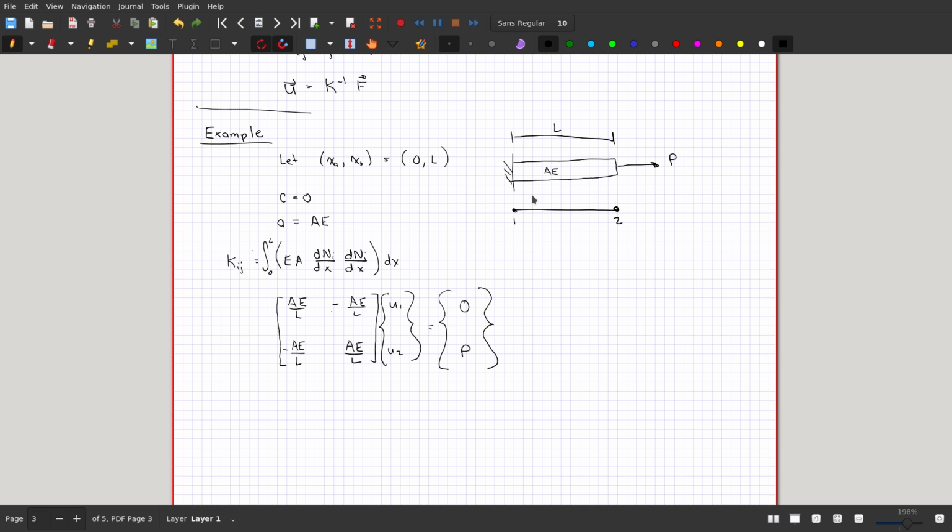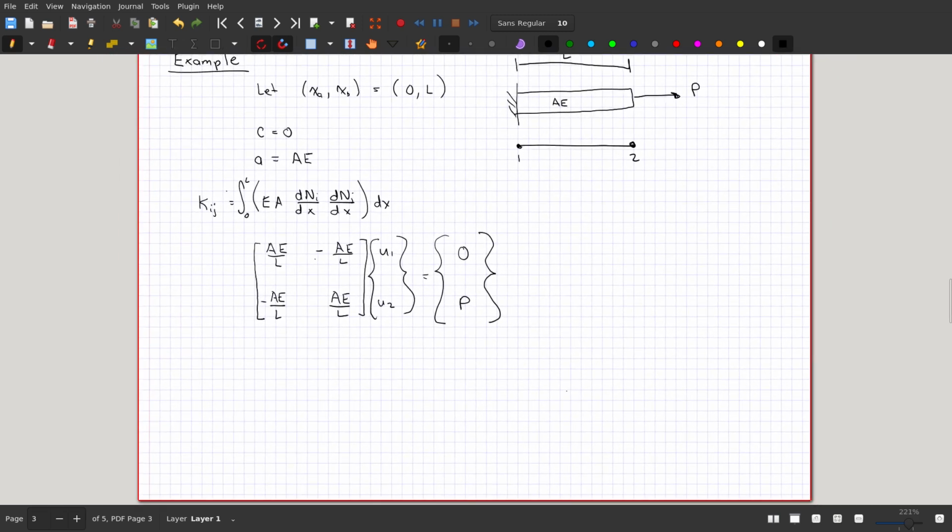So remember, this matrix here represents a system of equations, right? And so, if I wrote out the system of equations, oh, what is that? Gosh.